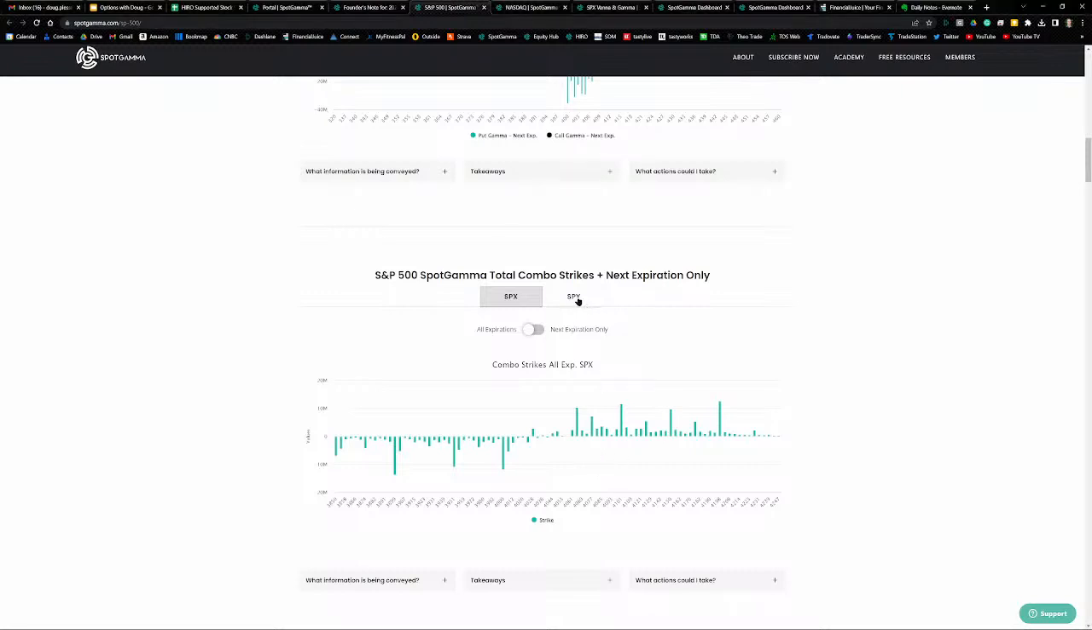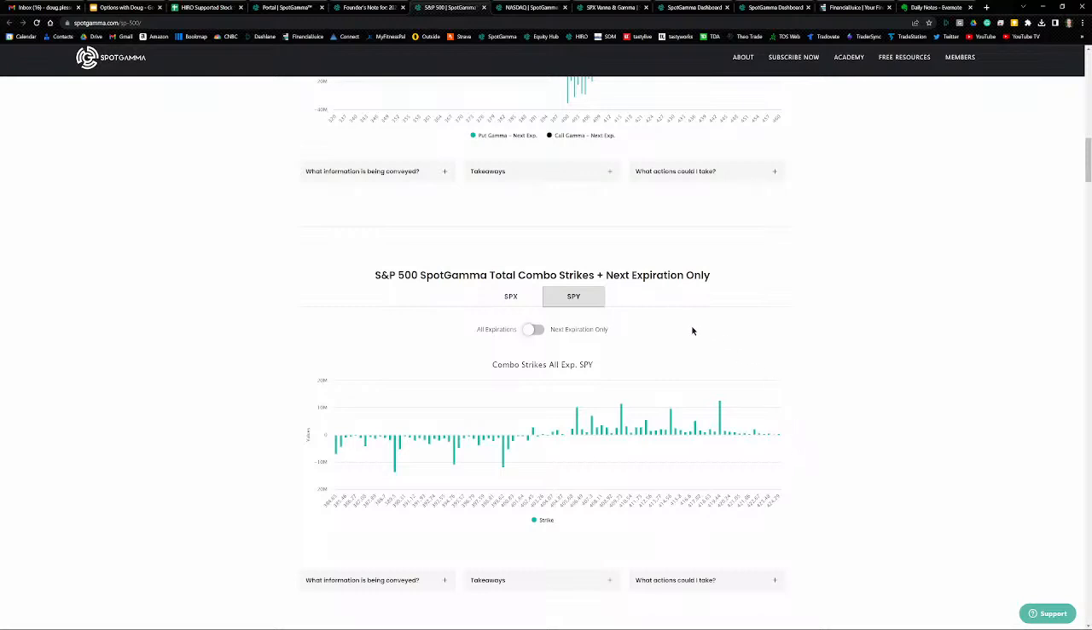And let's take a look at SPY. Now that level is right around 404, 403. So that is the volatility trigger for SPY. Call gamma above, put gamma below. And again, that's positive gamma above, negative gamma below.